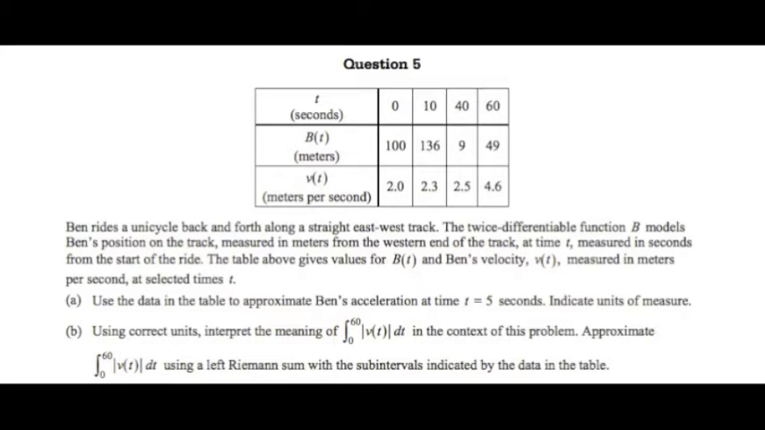Question A is this. Use the data in the table to approximate Ben's acceleration at time t equals 5 seconds. Indicate units of measure. Part B. Using the correct units, interpret the meaning of the integral of the absolute value of v of t dt from 0 to 60. Approximate using a left Riemann sum with the intervals indicated by the data in the table.